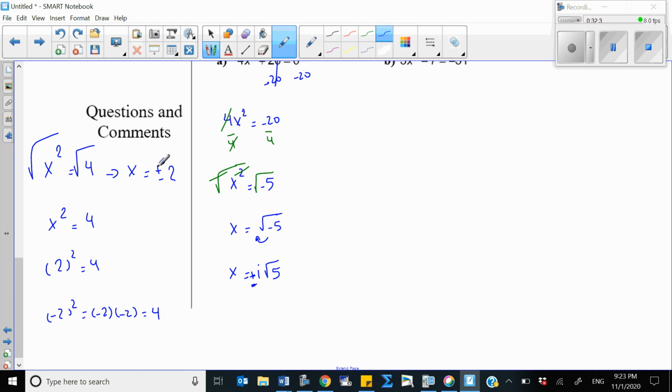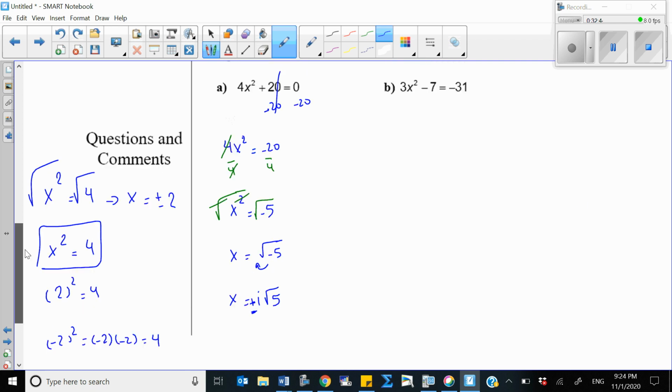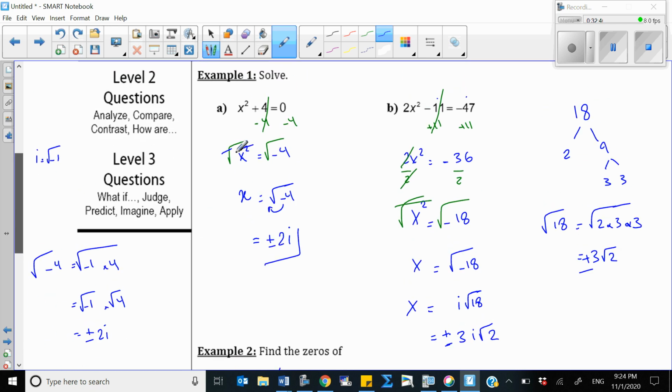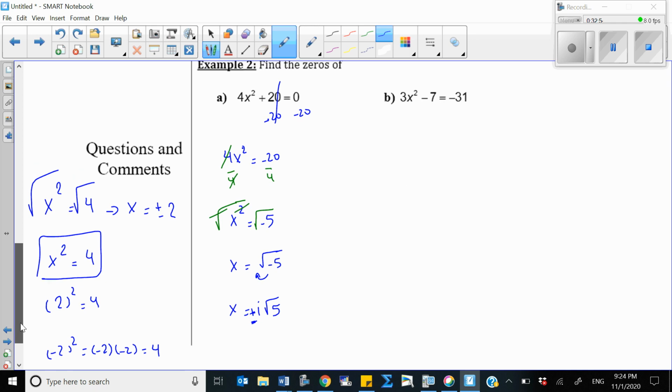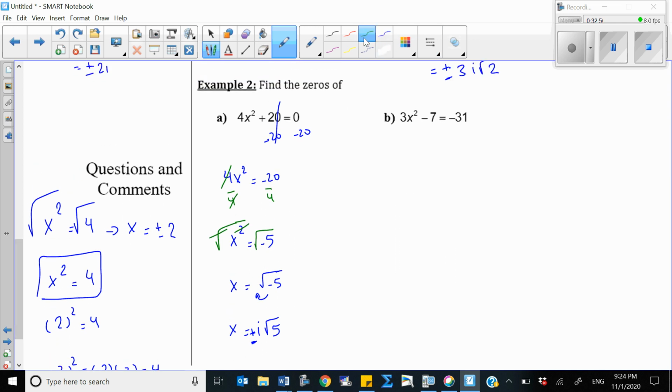So basically we have two solutions. Both of these numbers, positive 2 and negative 2, raised to the power of 2, will be the solution of this equation. The same is true for all these equations that we just solved. If we take the square root of something, the answer will be plus and minus of the answer. Okay, so let's go to the next example.